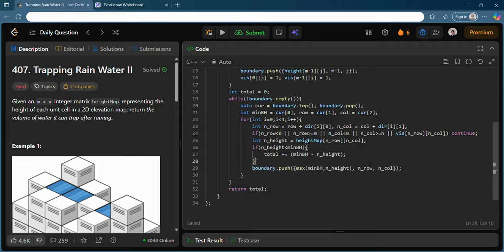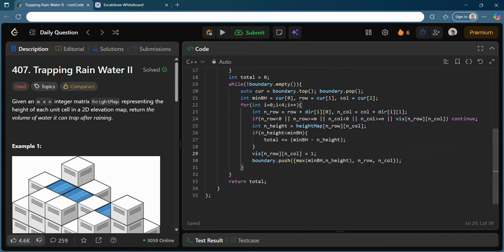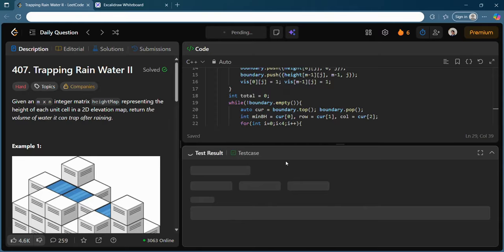But one thing I forgot here, you need to make this visited of row column to be true. Okay, so you can just simply make this visited of row column to be true, meaning that you have already calculated what is the amount of water which will be stored at this particular place, this particular coordinates. Okay, so you can just mark it visited. So I guess that should be it.